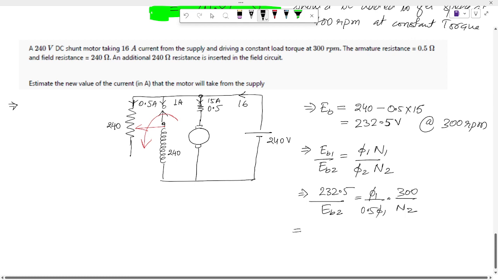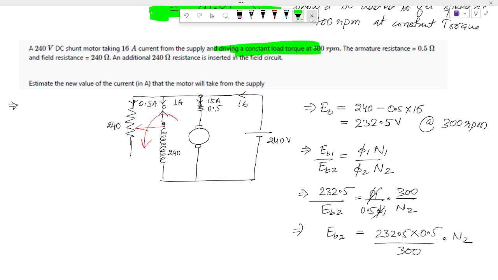Okay. Again same story, some relation we will get for EB2. So what is EB2 in terms of speed? 232.5 into 0.5 upon 300 into N2. Yes or no? And they are saying that it is driving a constant load torque. That means, what does that mean?